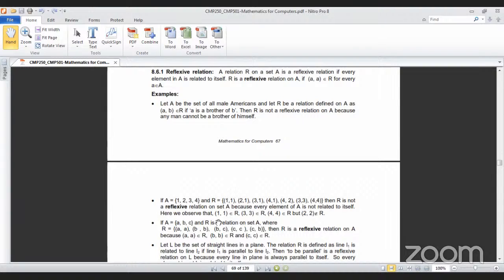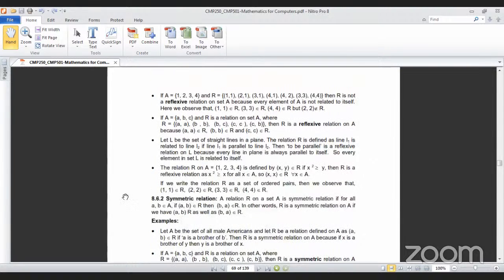See, 1, 1 belongs to R, so A belongs to R. 3, 3 is there, so 3, 3 belongs to R. But 2, 2 is not there, na? You can understand. 2, 2 is not there, therefore it is not reflexive because we need A.